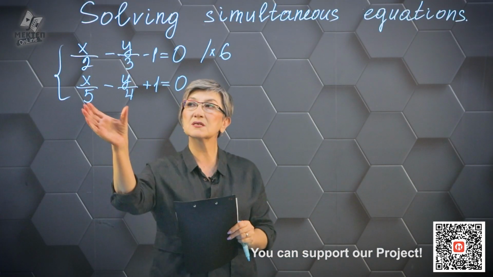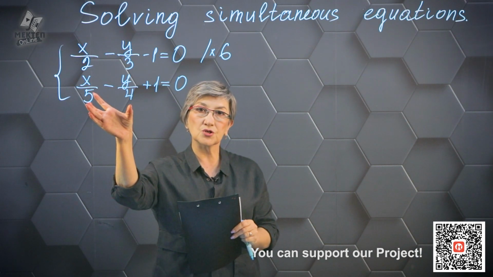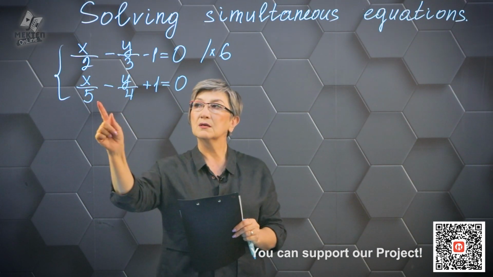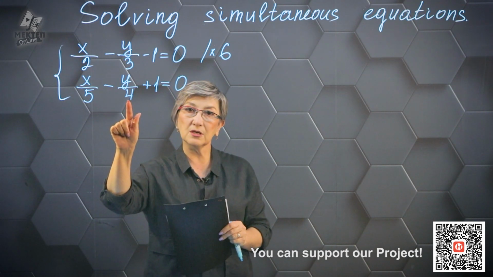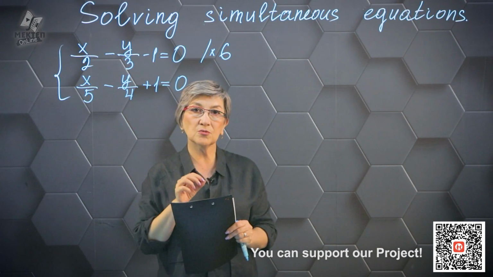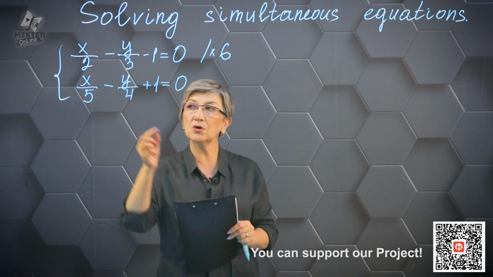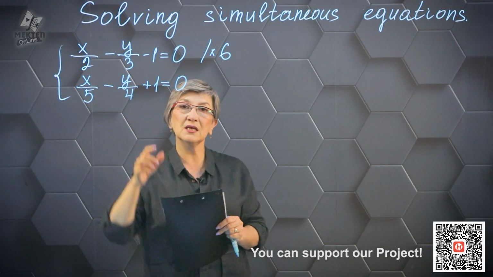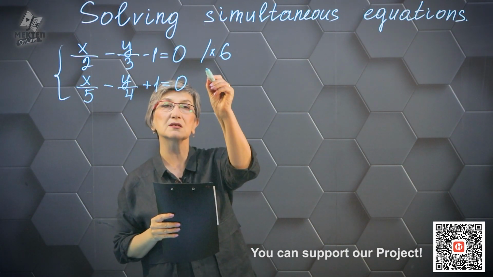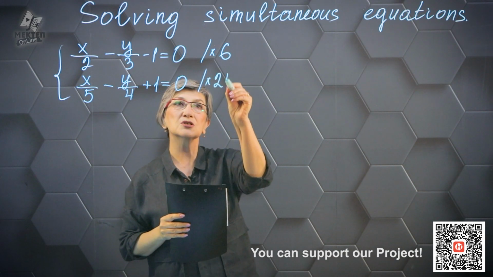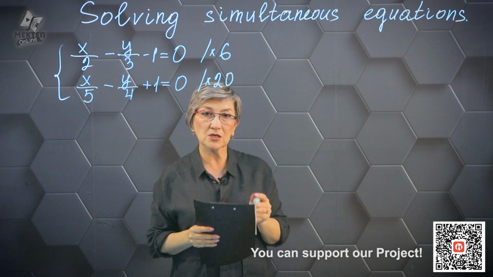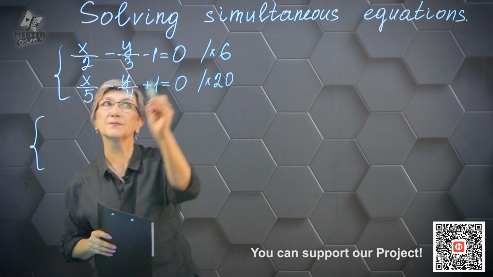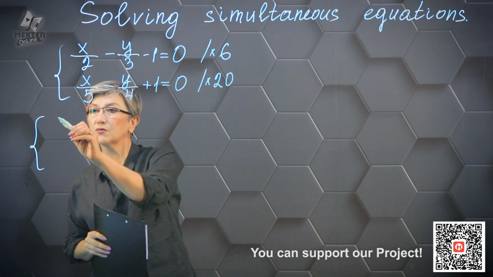We will find in the same manner the value we will use to multiply the second equation. The denominators are 4 and 5. Let's determine the least number, the number that divides both 5 and 4 evenly. It is 20. Thus, I will multiply every term in the equation by 20. Let's note these actions.